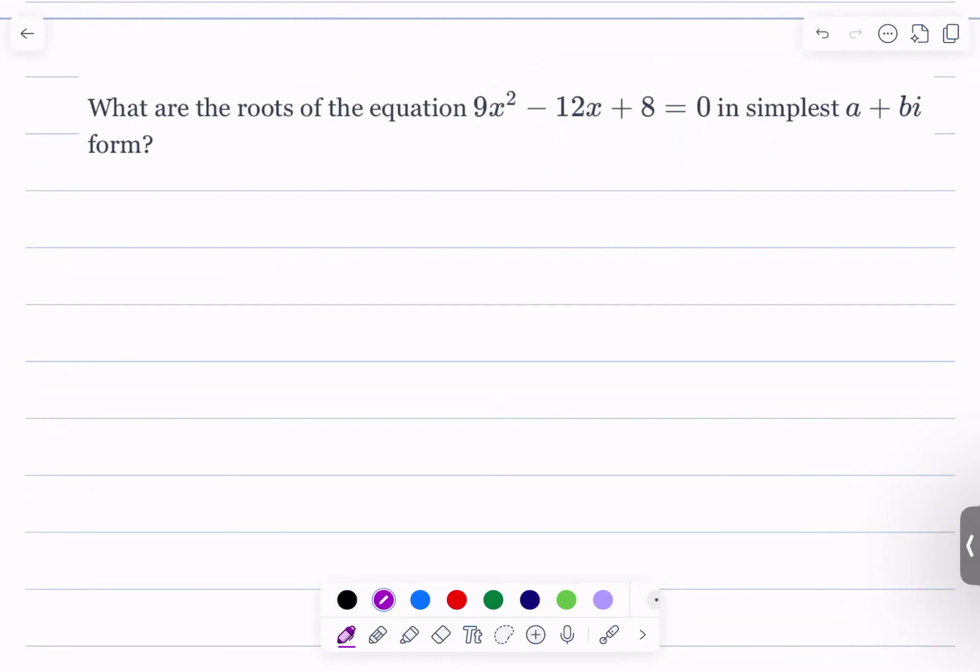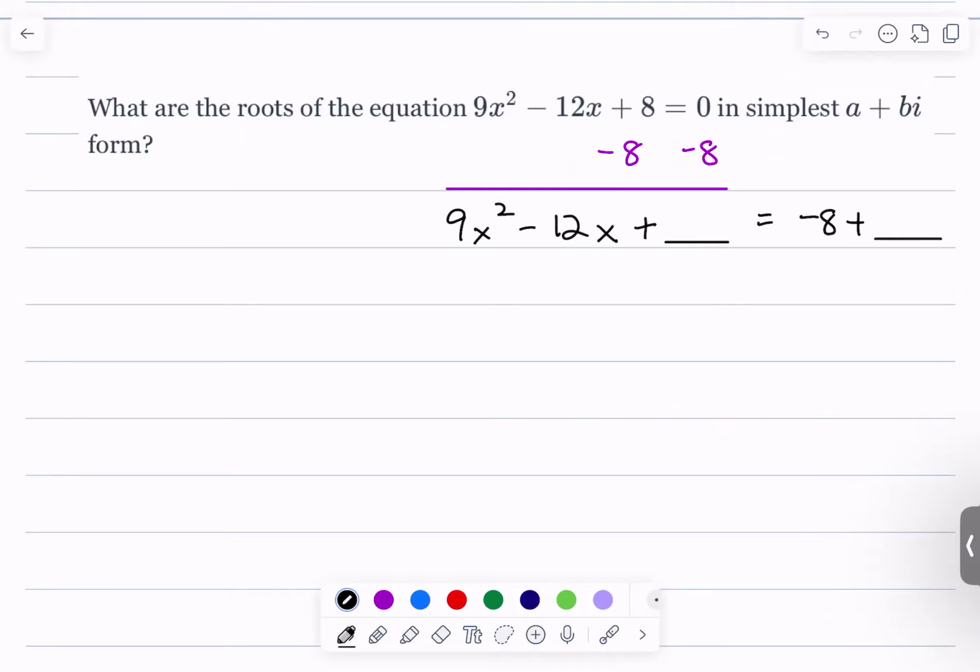I'm going to show you completing the square. Okay. So when we complete the square, I have to make sure that my constant is on one side. So I'm going to subtract 8. So 9x squared minus 12x plus blank equals negative 8 plus blank, right?